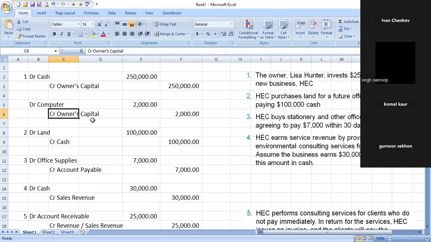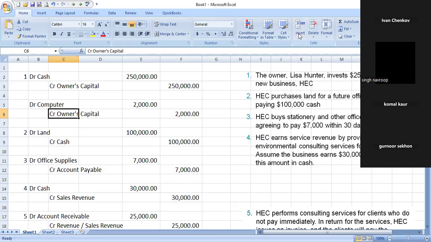Now it's a little bit too late to explain. So that will be the second type of question. You're going to see transactions like this, and you're definitely going to see the owner investing something other than cash. So if it's something other than cash, make sure you create owner's capital. And the last question will be a super simple question.